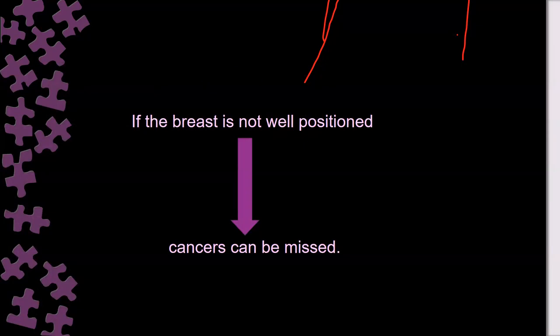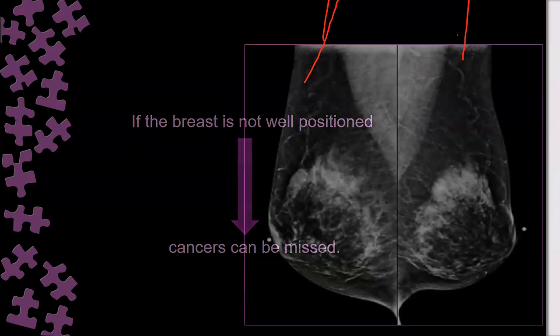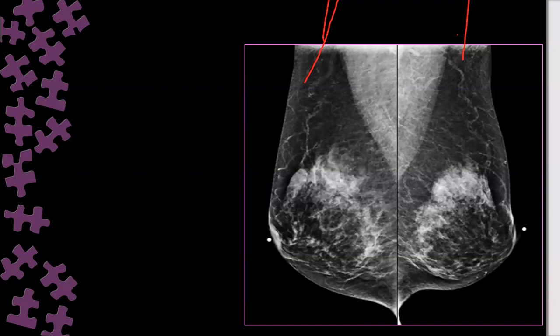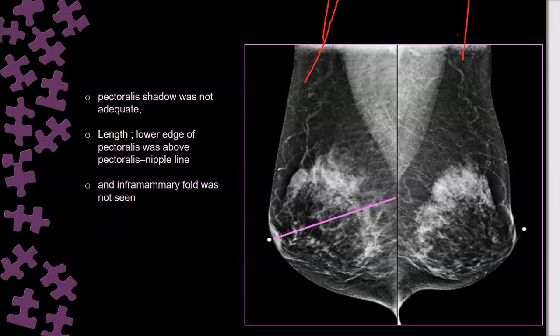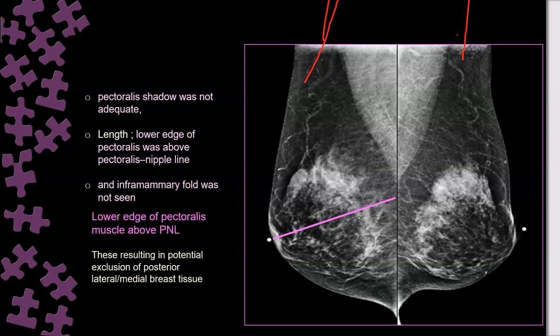So if the breast is not well positioned, it can end with cancer missed. What about this one? Optimum or suboptimum, and why? Suboptimum, the lower edge of the pectoralis is higher than the... Excellent. Both sides, it is above the level of the posterior nipple line, and this results in potential exclusion of the posterior lateral or medial breast tissue.